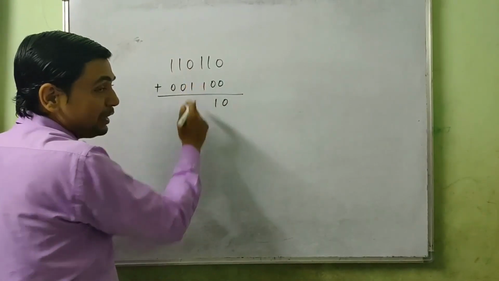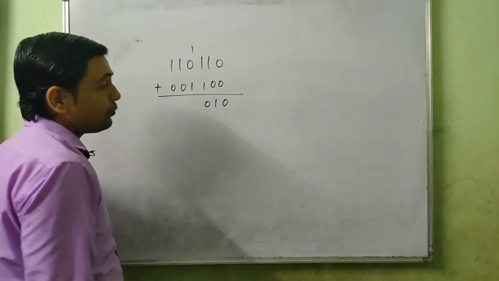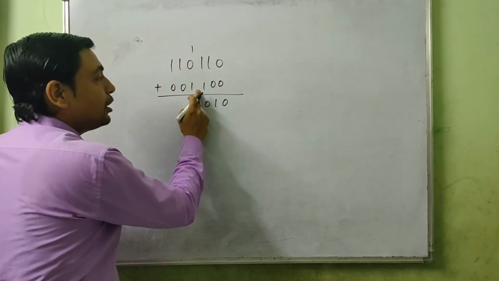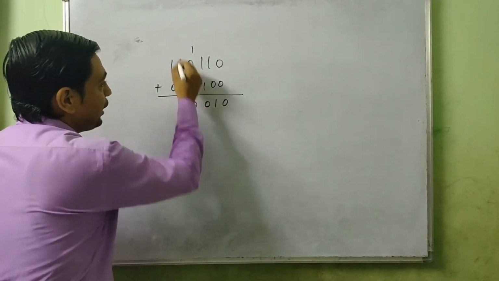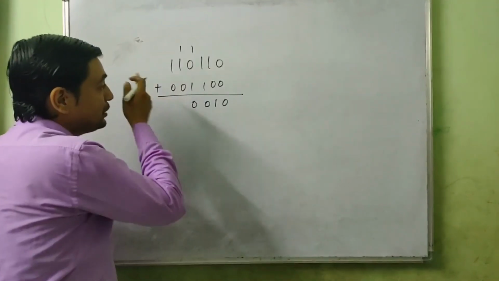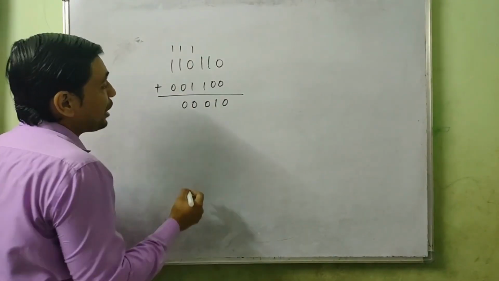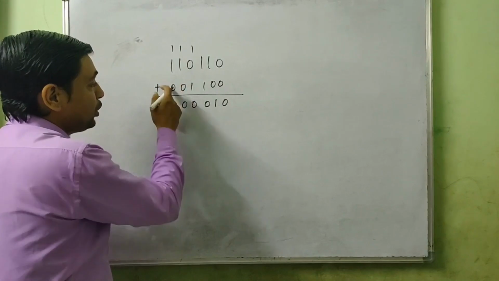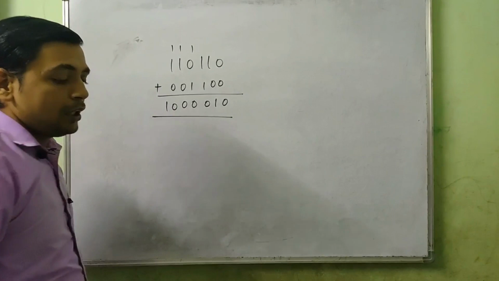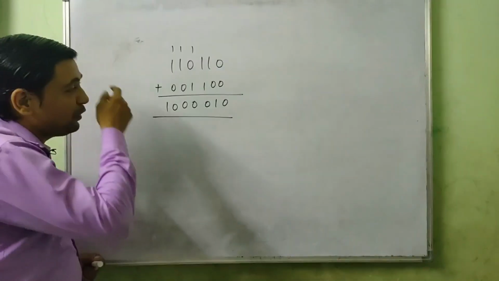Now 1 plus 1 is 10, so we will write 0 over here and 1 will go carry. Now 1 plus 0 is 1 and 1 plus 1 is 10, so 0 will be here and 1 will go carry. Now 1 plus 1 is 10 and 10 plus 0 will be 10 itself, so 0 will be here and 1 will go carry. Now 1 plus 1 is 10, 10 plus 0 is 10 itself. So this is the number. You see there were three places over here where we do the carry.